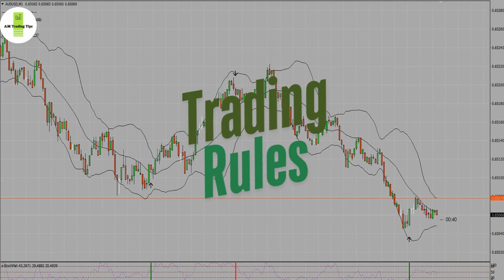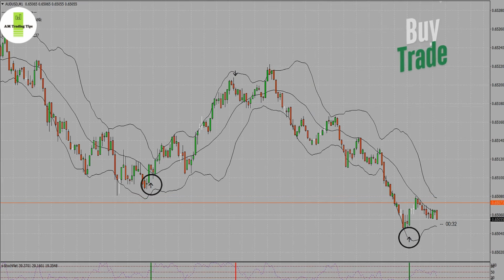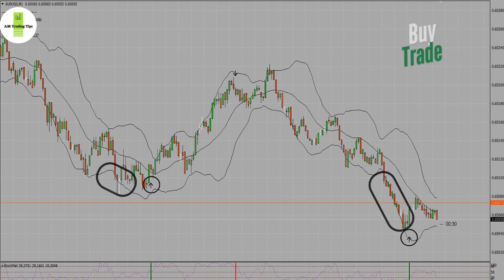Trading rules for this indicator. To make buy trades, look for an upward arrow on the chart. Ensure the price touches the lower band line before the signal appears. Confirm the StochFlet indicator shows a green line. If all conditions match, place a buy trade on the next candle.